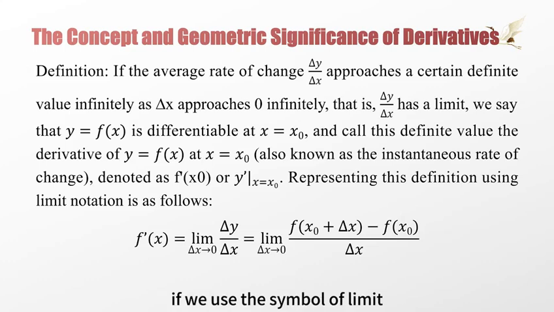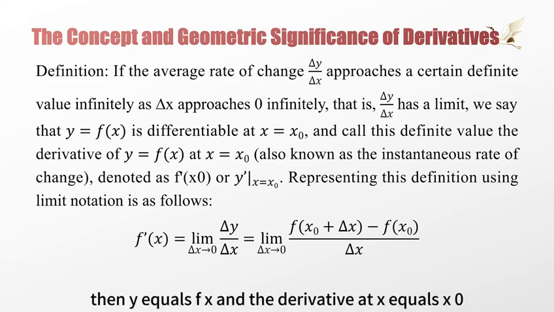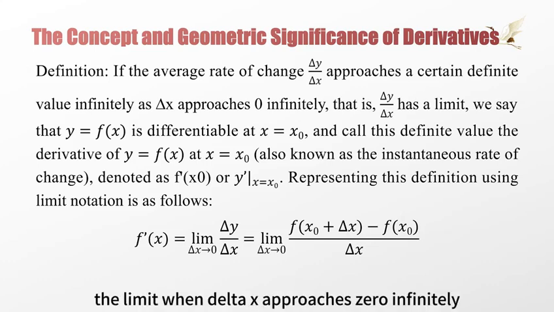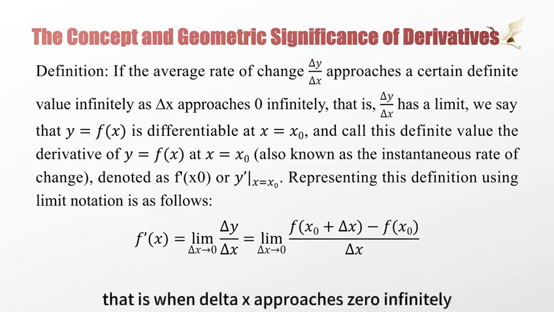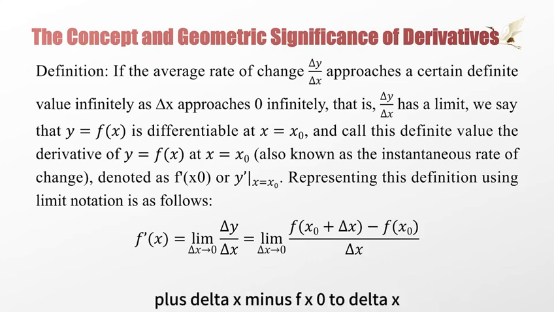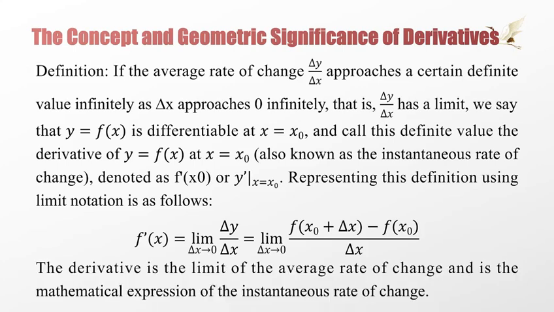If we use the symbol of limit to represent this definition, then the derivative of y equals f(x) at x equals x0 is equal to the limit of the average rate of change, delta y compared to delta x, when delta x approaches 0 infinitely. That is, the limit of the ratio of the difference f(x0 plus delta x) minus f(x0) to delta x. From the definition of the derivative, it can be seen that the derivative is the limit of the average rate of change and is the mathematical expression of the instantaneous rate of change.